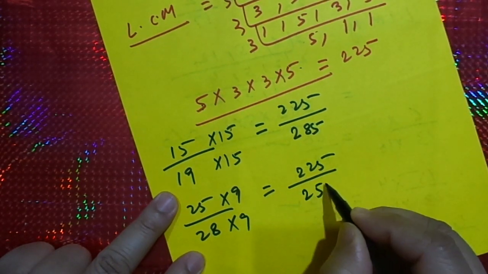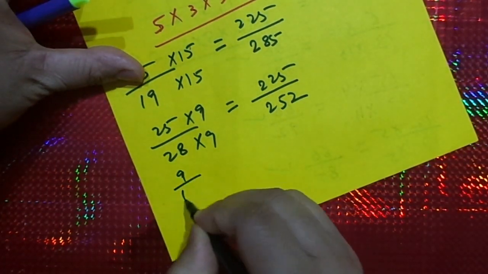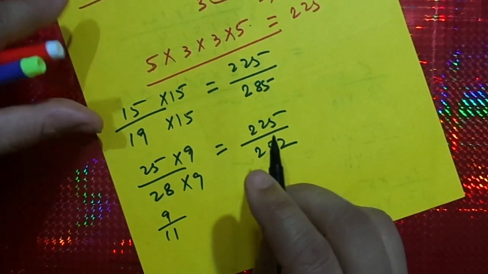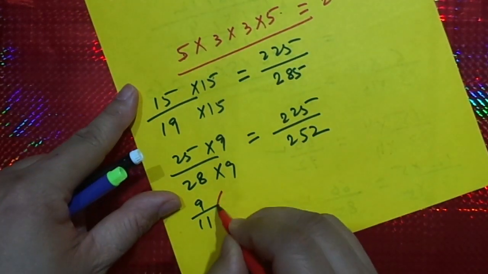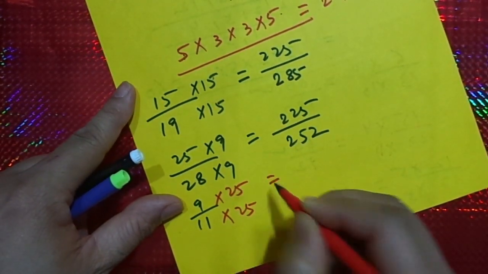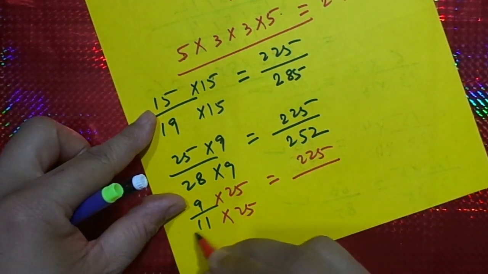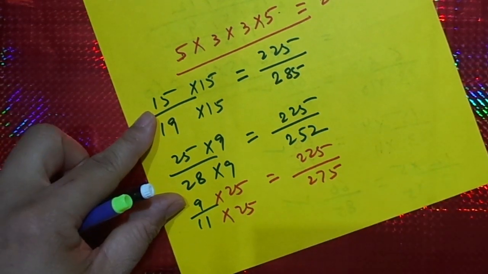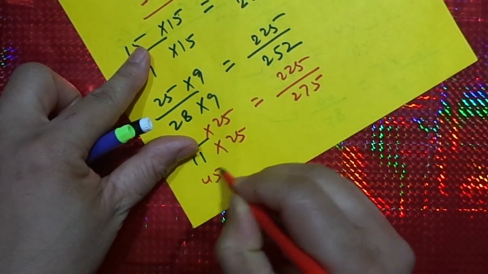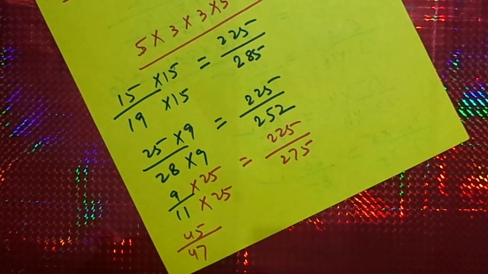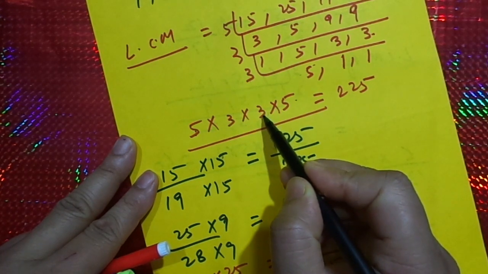225 by 252. Similarly, in 9 by 11, if I remove 9 from here, 3 3s are 9, so 25 remains. So I will multiply by 25 in the numerator and the denominator, and ultimately get 225 by 275. Similarly, in 45 by 47, if I remove 45 from here, 5 3s are 15, 15 3s are 45, 5 remains.